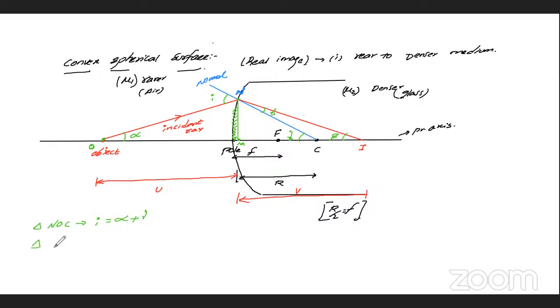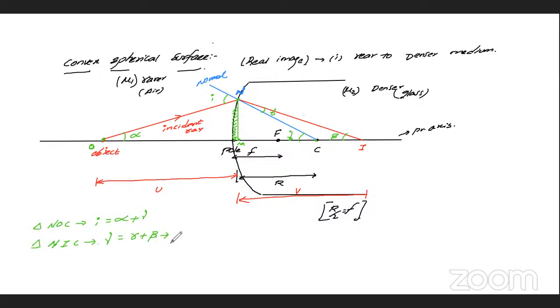Now same thing from the triangle NIC. From the triangle NIC, this is your N point, this is your C point, and I. So this is your NIC. From this triangle, gamma is your exterior angle. So from this relation, gamma is equal to R plus beta.